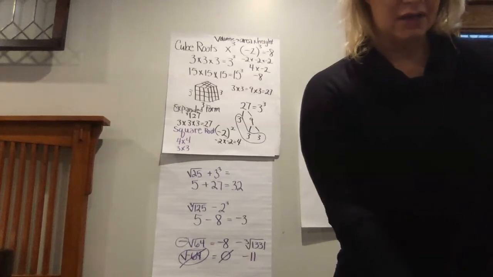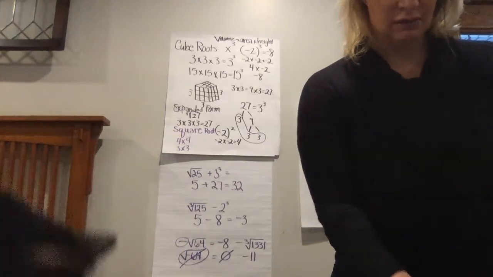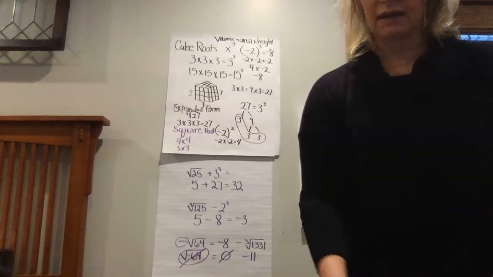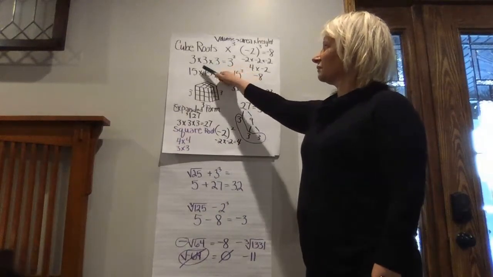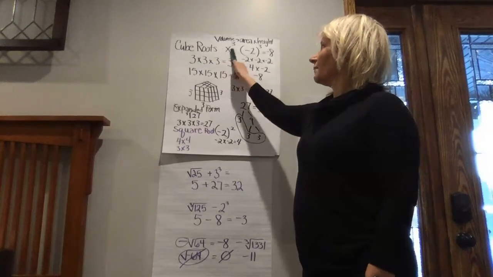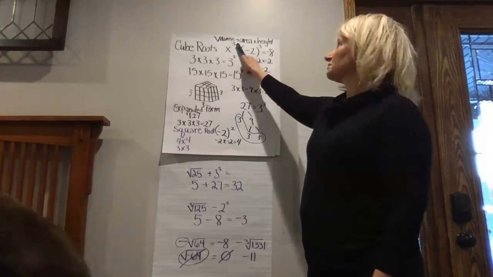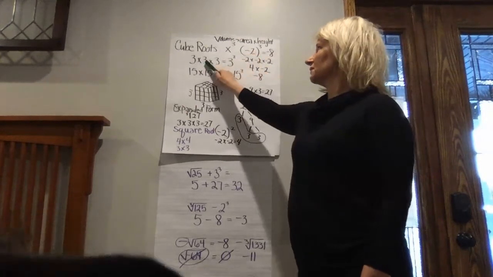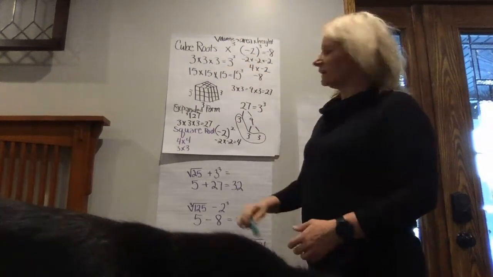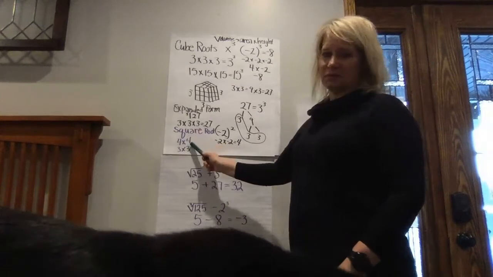So again, nothing really new as far as learning goes today. Again, just a review of what cube roots are. Cube roots are a number multiplied to itself 3 different times, 3 times, okay? So 3 times 3 times 3 equals 3 cubed. Remember, a square is just twice, 2 times.